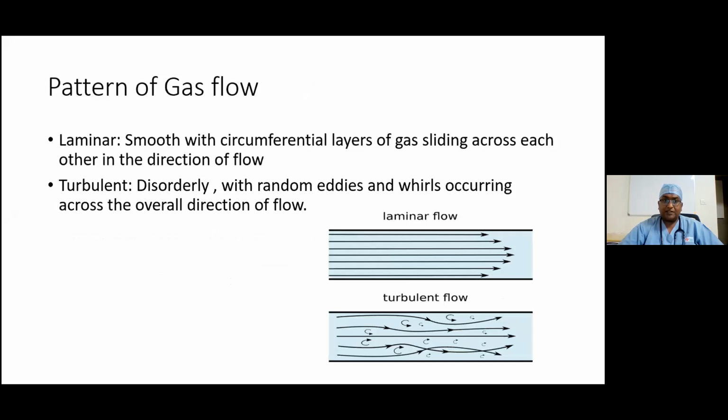Now, pattern of gas flow: we all know there is laminar flow and turbulent flow. Laminar is smooth, with circumferential layers of gas sliding across each other in the direction of flow. Turbulent gas flow is disorderly flow, with random eddy currents and whirls occurring across the overall direction of flow. Again, the clinical significance we'll discuss later.